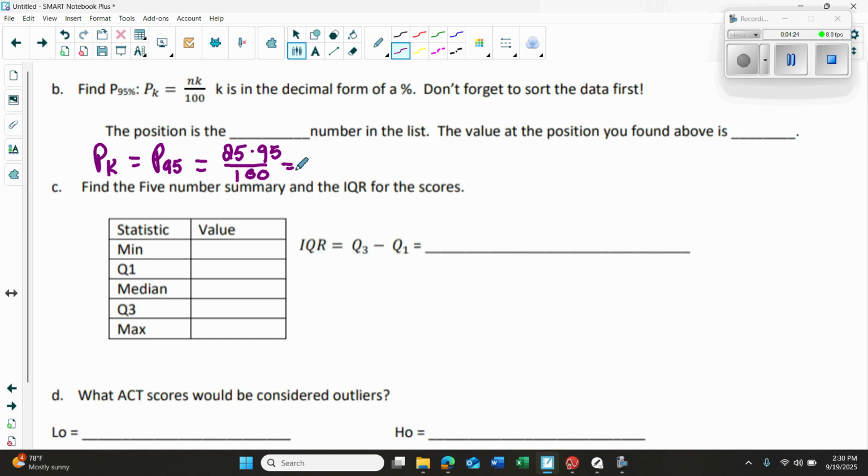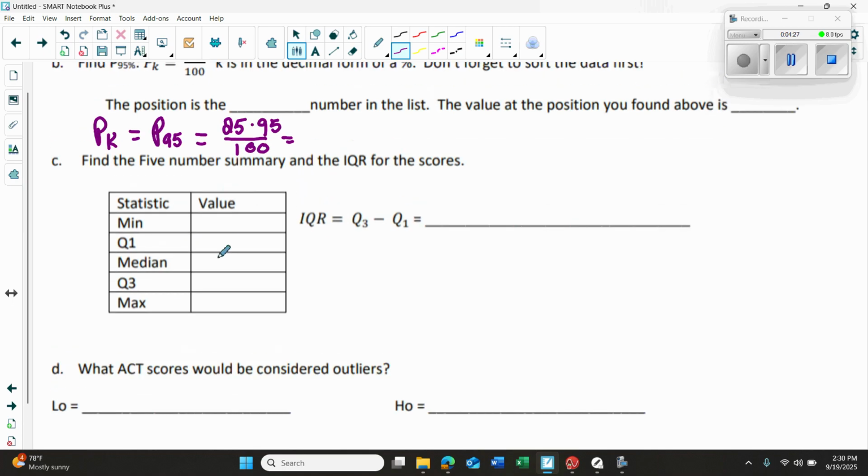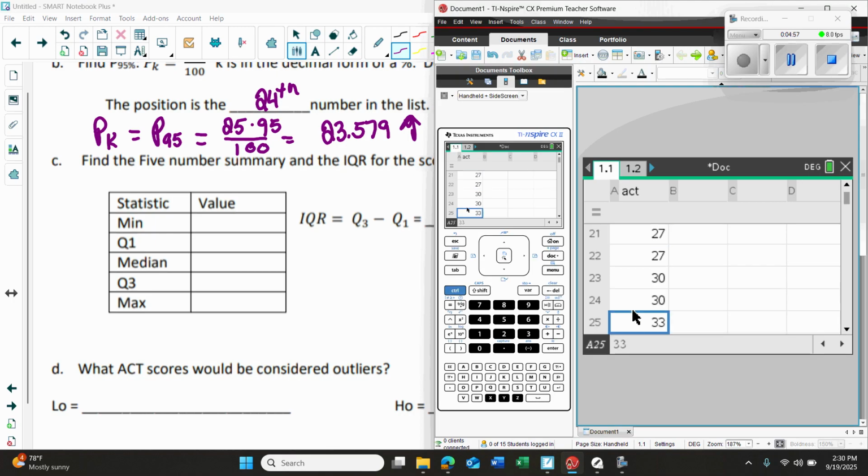All right, so if I put that in my calculator here, 25 times 95 divided by 100 is approximately 23.75. So we would automatically round that up to the 24th spot. So the position is the 24th number in the list, which if I come back to my calculator and go to the 24th spot in my sorted list, I have that the 24th spot is a score of 30.